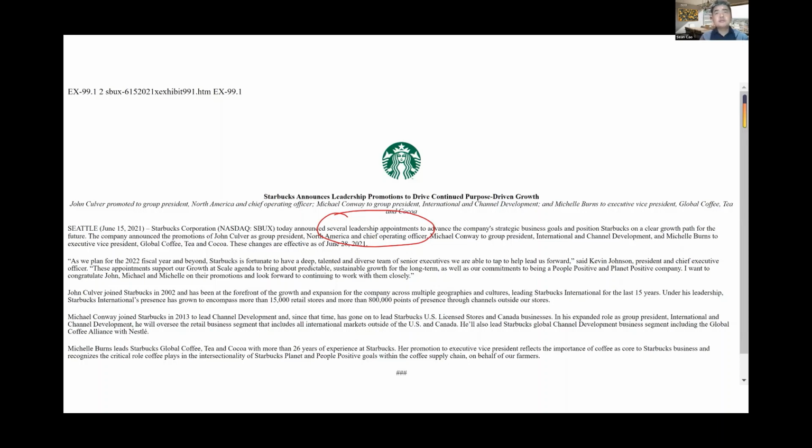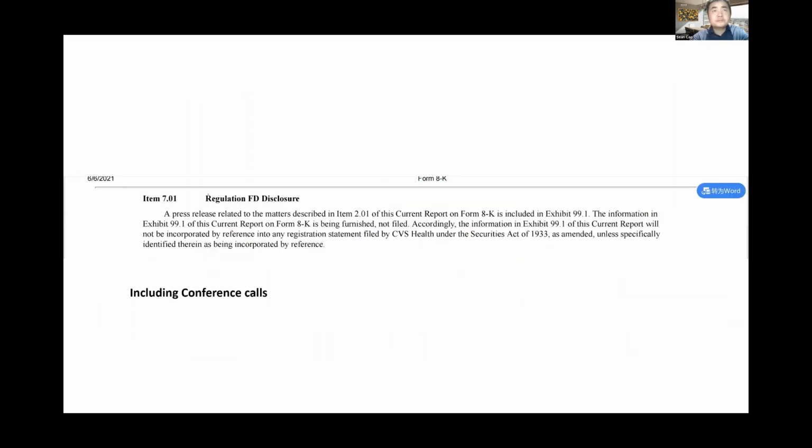How do you use the information to help Starbucks' competing firms' managers understand Starbucks more? So this is the news, and you guys did a conference call, right? Conference call is actually included in item 7.01. Why is that? You can see that a conference call fits the nature of Regulation FD.